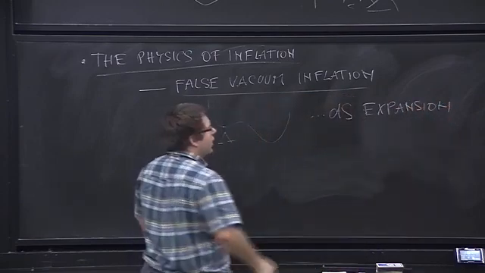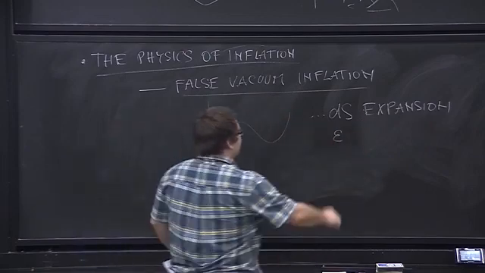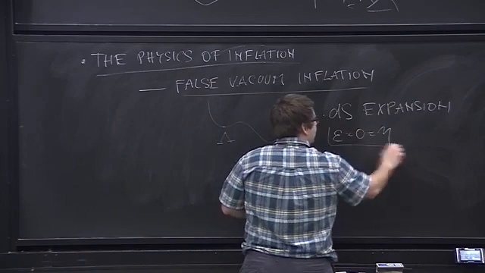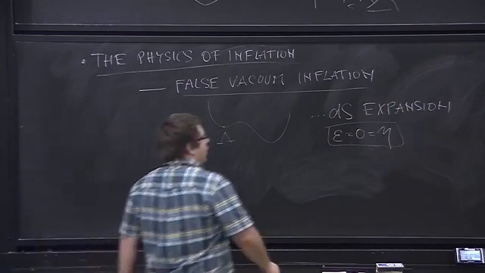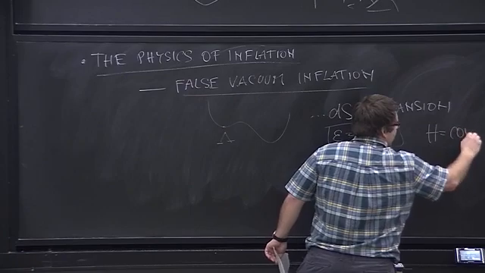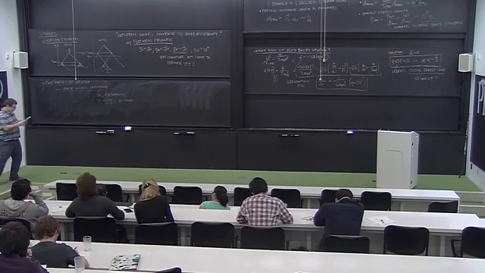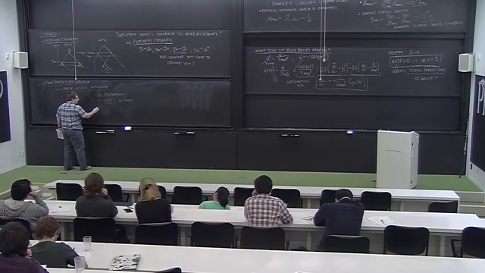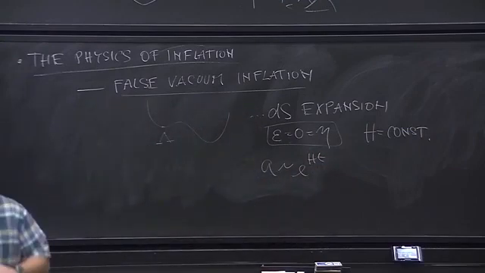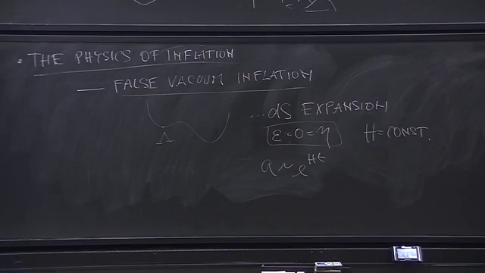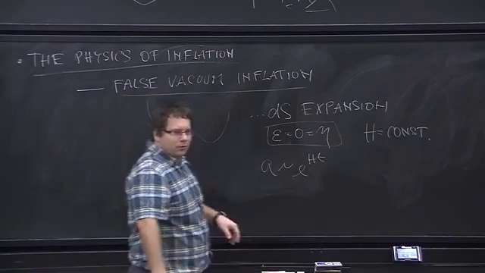So de Sitter expansion has, if you have de Sitter spacetime, then it's characterized by these two epsilon and eta parameters being exactly equal to 0, and H equals a constant. So the Hubble parameter is not changing during the de Sitter expansion, and everything is exponential. So a is proportional to e to the Ht. Okay, so the scale of the universe is exponentially expanding. Slow-roll conditions are satisfied, and H is approximately equal to a constant.